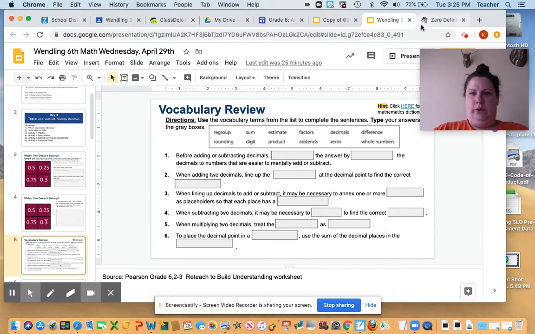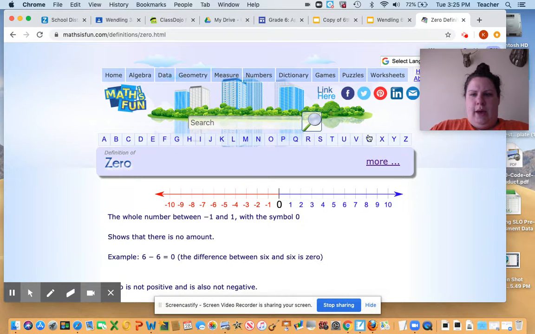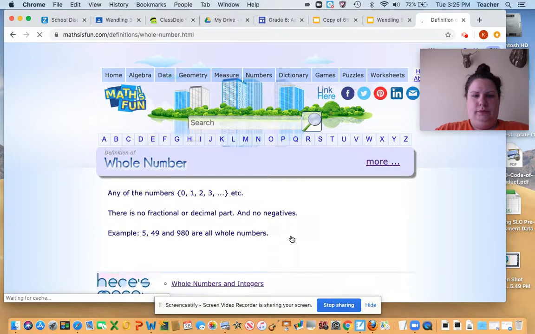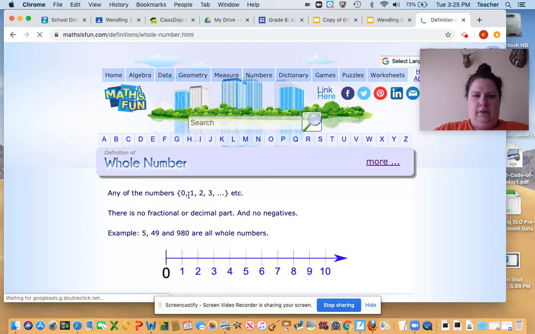Lastly, we have whole numbers. Scroll back up to W. Whole number is right here. Any of the numbers 0, 1, 2, 3, etc. There is no fractional or decimal part and no negatives. Those are all whole numbers.